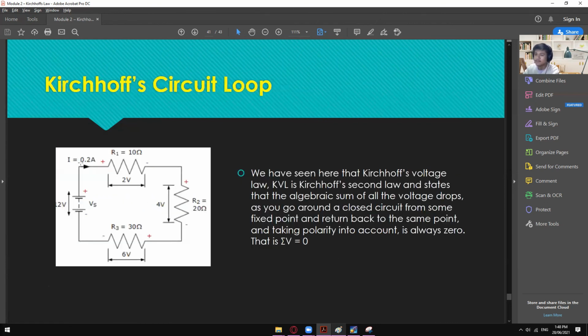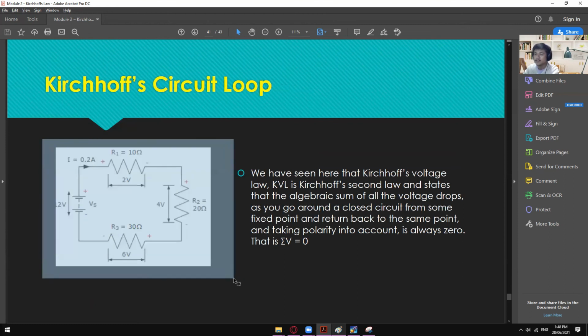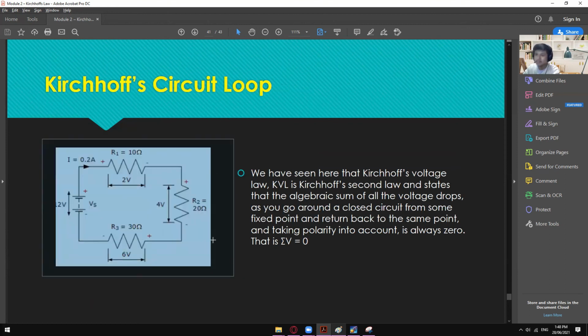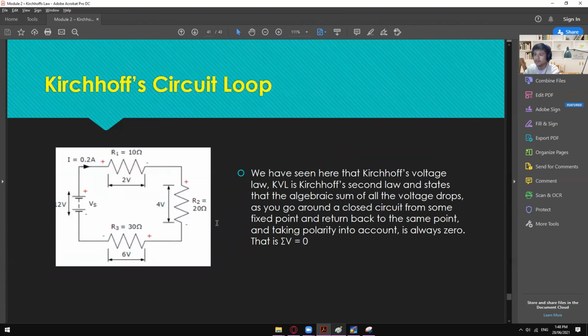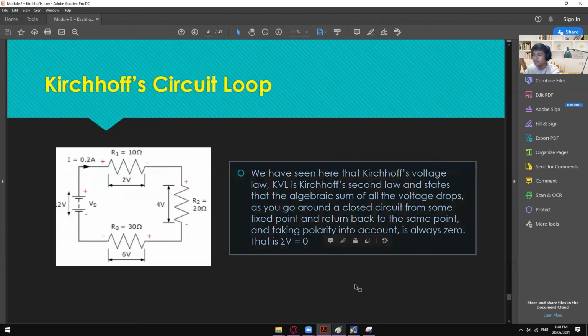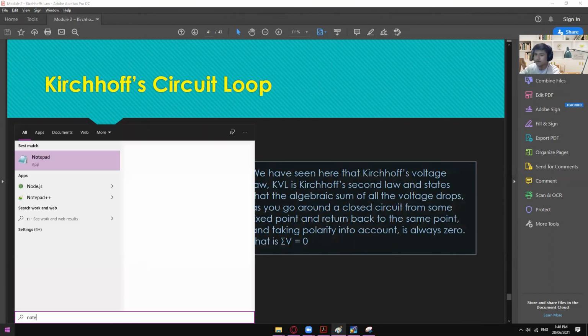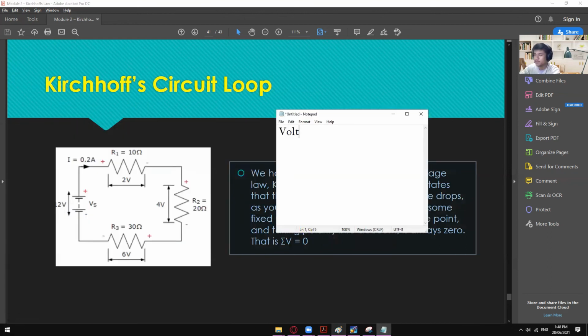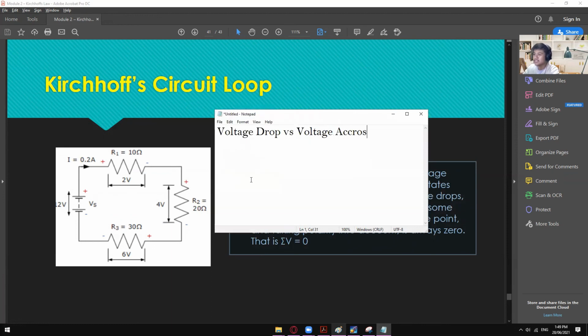Okay. And then here's the labeled diagram. So the voltage source, the current that is flowing, and then the voltage drop, or the voltage across. So maybe you guys are wondering what is the difference between voltage drop versus voltage across. Well, actually they are just the same.